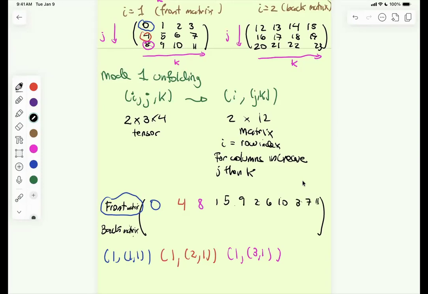But at least along this first mode, it goes to the first column, then the second column, the third column, and then the fourth column. And then you do the same for the other page. So it would be 12, 16, 20, 13, 17, 21, 14, 18, 22, 15, 19, 23. And that has the same number of entries.